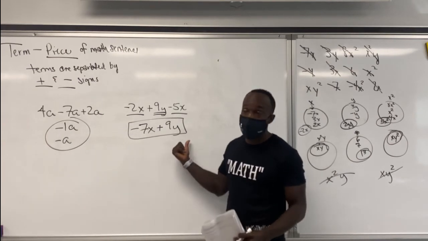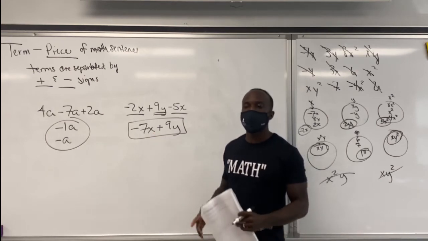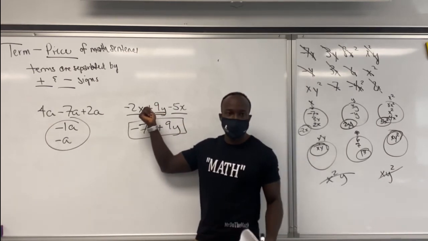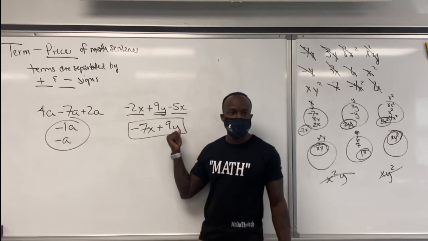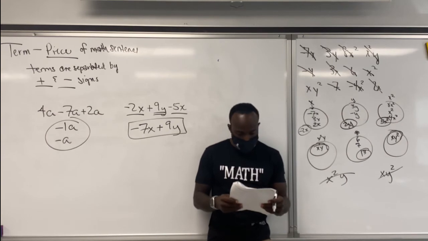Now, when you're writing these things out, you want to put the variables in alphabetical order, right? X comes before y, so x comes first. Okay? And then you want to put the exponents in descending order. So you want to start with the biggest exponent and go down. You feel me? We all good?